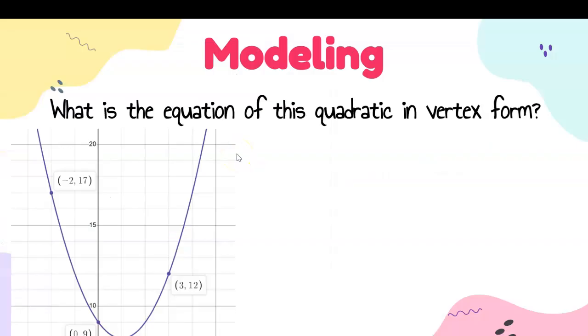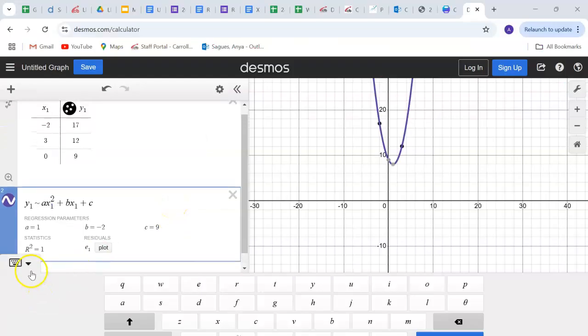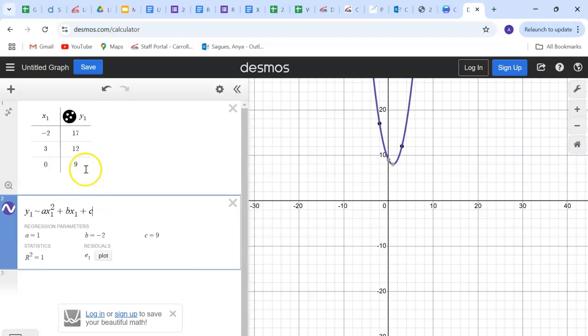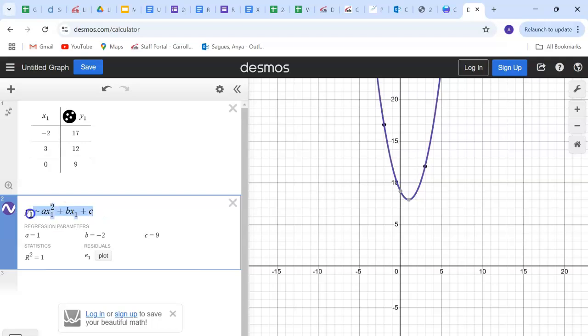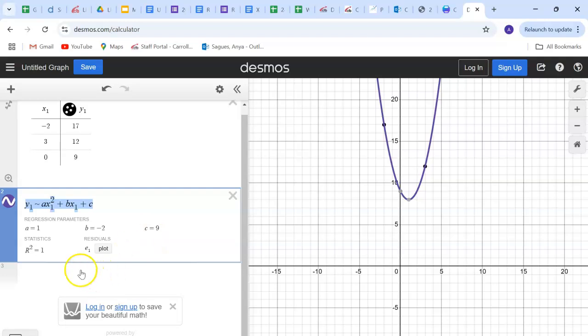All right, and finally we have this example. So now this is asking something a little different. It is asking what is the equation of this quadratic in vertex form. Now vertex form looks a little bit different than standard form. So let's go to Desmos and take a look at this. So I already went ahead and typed in the points from the graph into the table. I already created the regression equation here. I typed this in and it gave us this purple parabola.